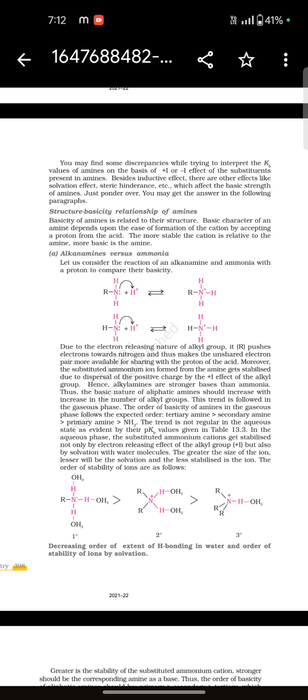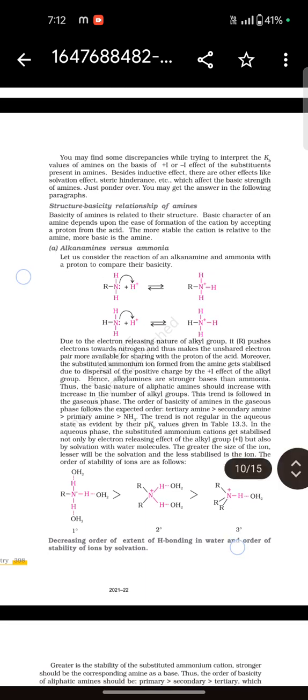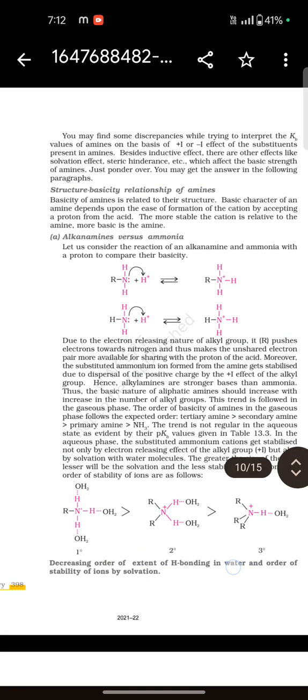Due to the electron releasing nature of the alkyl group R, it pushes electrons towards nitrogen and thus makes the unshared electron pair more available for sharing with the proton of the acid. Moreover, there is dispersal of the positive charge by the +I effect of the alkyl group. Hence, alkyl amines are stronger bases than ammonia. Thus, the basic nature of aliphatic amines should increase with the increase in the number of alkyl groups.